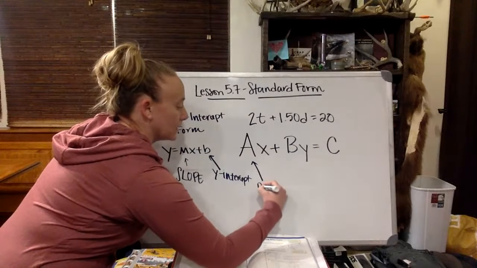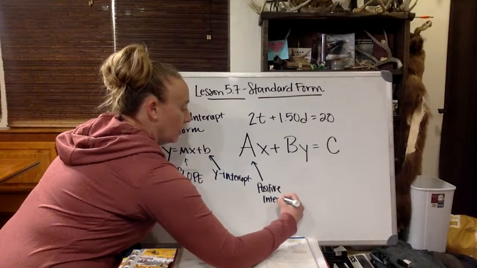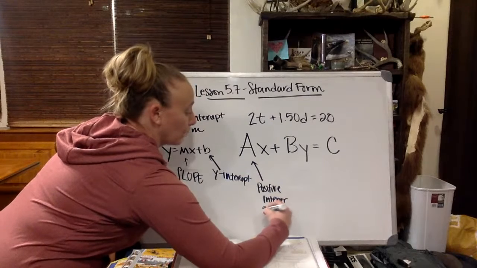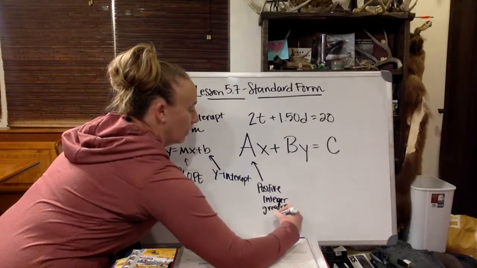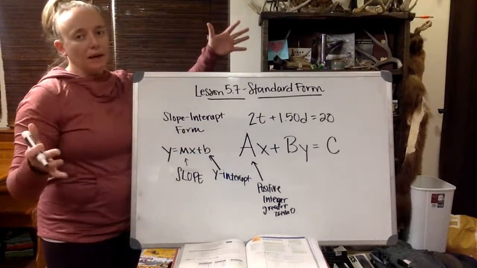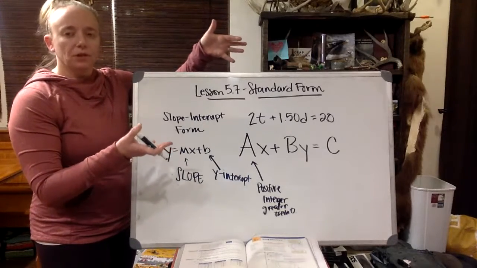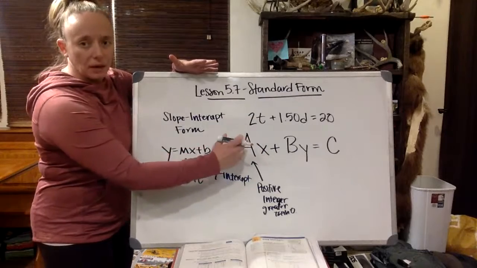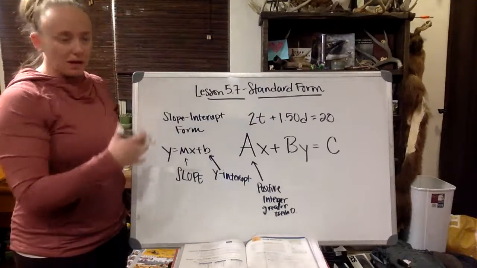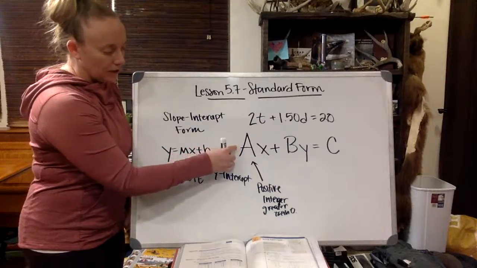A has to be a positive integer, and a positive integer, I should say, greater than 0. If I put 0 in here, I automatically don't have a, I have a linear function, but it's a horizontal line. The slope is taken away, so now I just have a horizontal line. So it's a linear function, but it's not nearly as robust as some of the other equations we've been dealing with. Either way, A has to be a positive integer greater than 0.